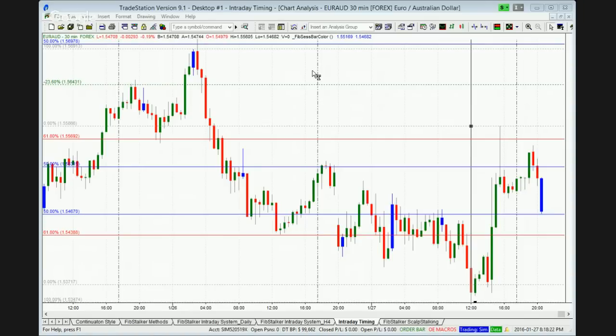There are algorithms on each of these levels here, and some of them are on the smaller time frame, some of them are on the larger time frame. That will try to pick up price and try to move the price around.